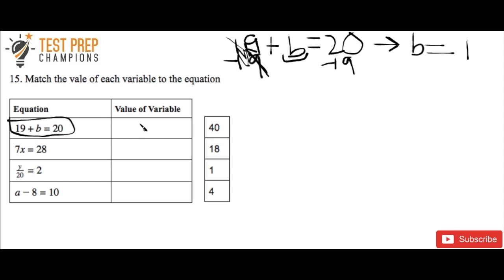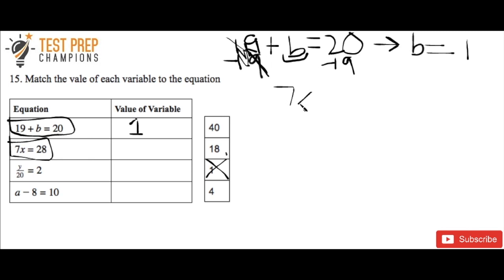Okay, so the value of the variable for this first equation is just 1. All right, so I'm just going to cross 1 off here on our chart so we know that we've already covered it. Let me X this out. Okay, so now let's go on to 7x equals 28.